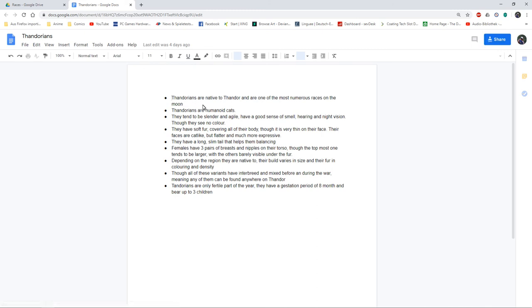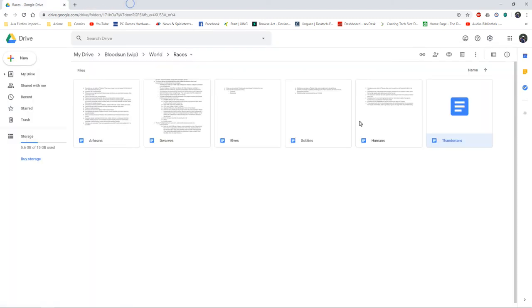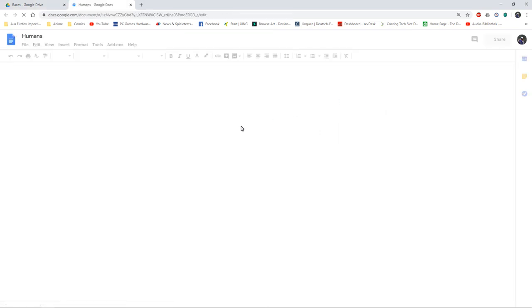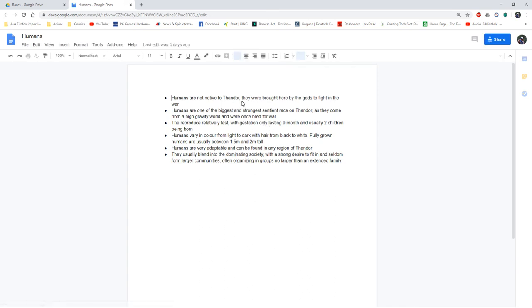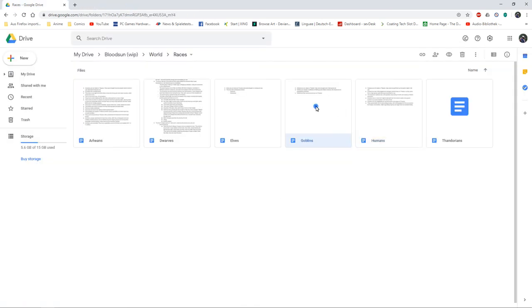I've got my cat people. I call them Thandorians, and they are the native people of the moon Thundor. And they could take the place of the elves, so be a bit smaller than humans and a bit more agile. Then I've got humans, and they were like brought in from high gravity worlds, so compared to Thundor, Earth would be high gravity, so they are big and strong, and they reproduce fast. They have usually two children, and they were like bred for war, but you would still recognize them as humans.